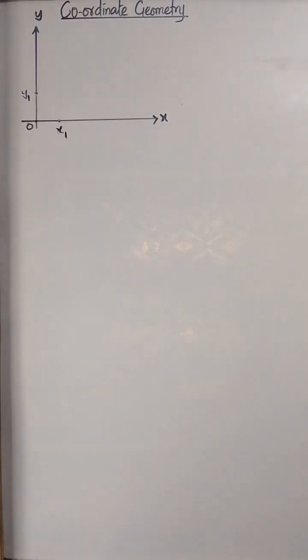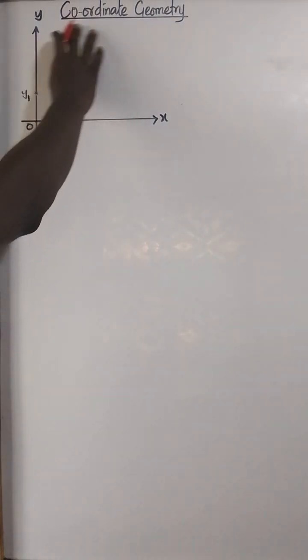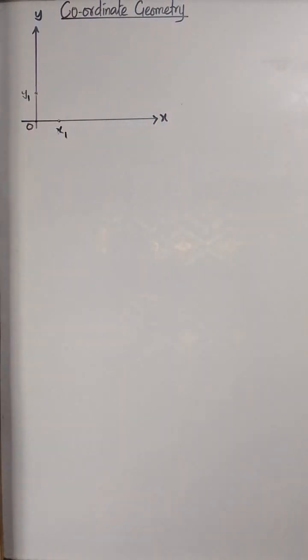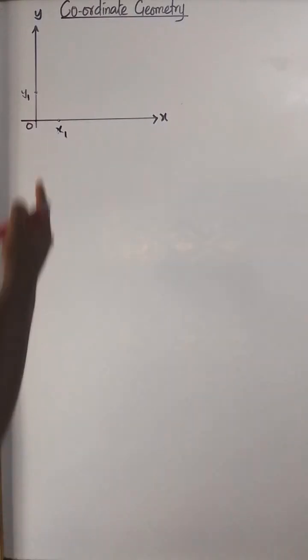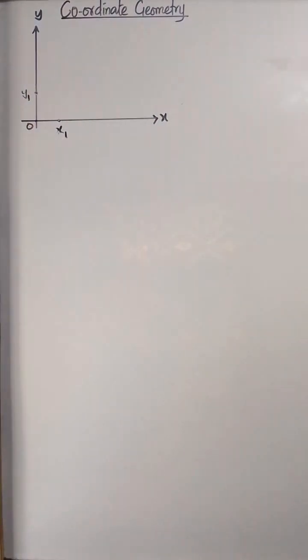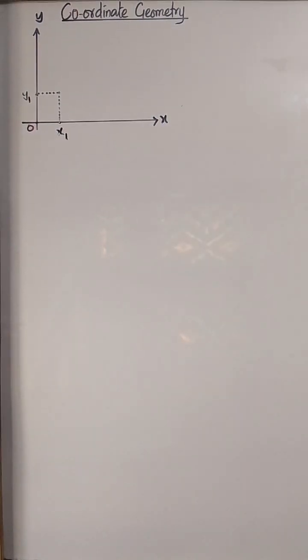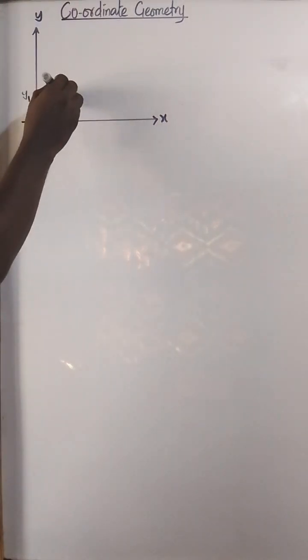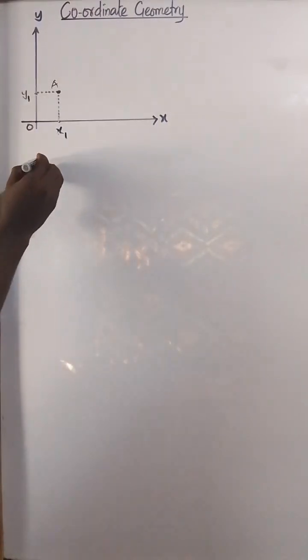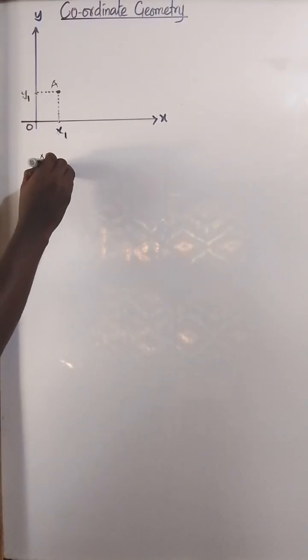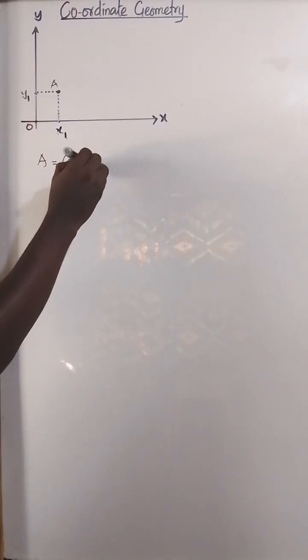So there's a point on this plane that represents x1, y1. Let's show the point. Show this one up and this one to the right. So they met here. Let's label this point A. So it means the coordinate of A is x1, y1.